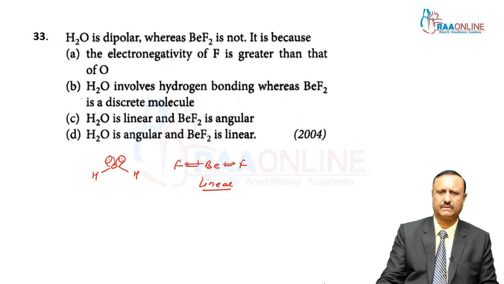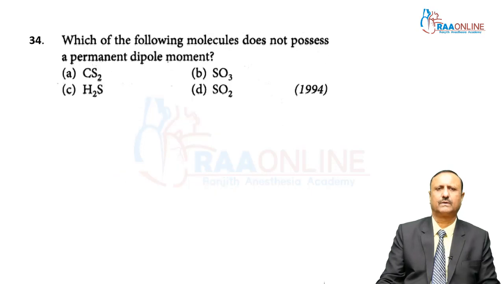Due to this linear structure, the fluorine atoms cancel the dipole moment with each other, but in water it is not cancelled. So, for question number 33, you can go to option D. Water is angular and BeF2 is linear. You can see here, this is the angular structure. Now you can go to question number 34.